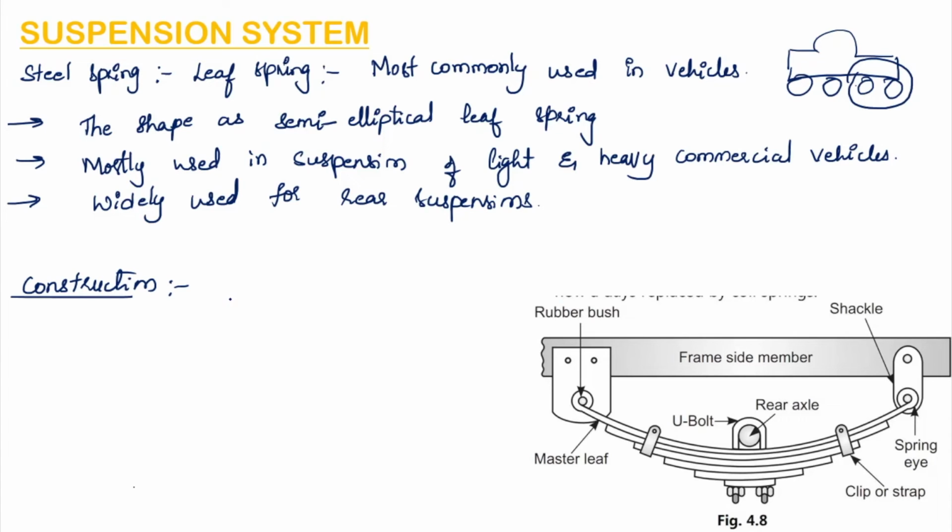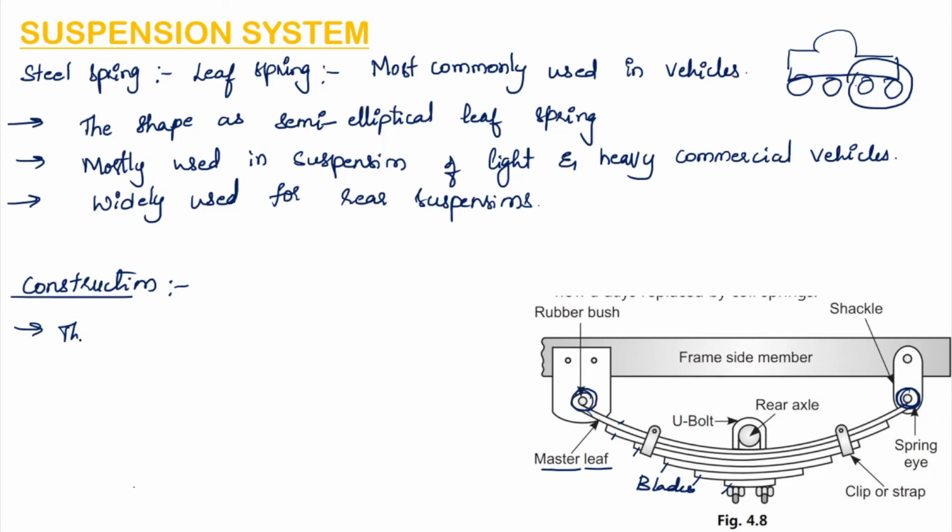In the construction, the leaf spring consists of a number of leaves called blades. So here we can see these leaves are also called blades. The longest length blade has an eye on both its ends. So this part is called the eye of the blade, and this is also called the master leaf.